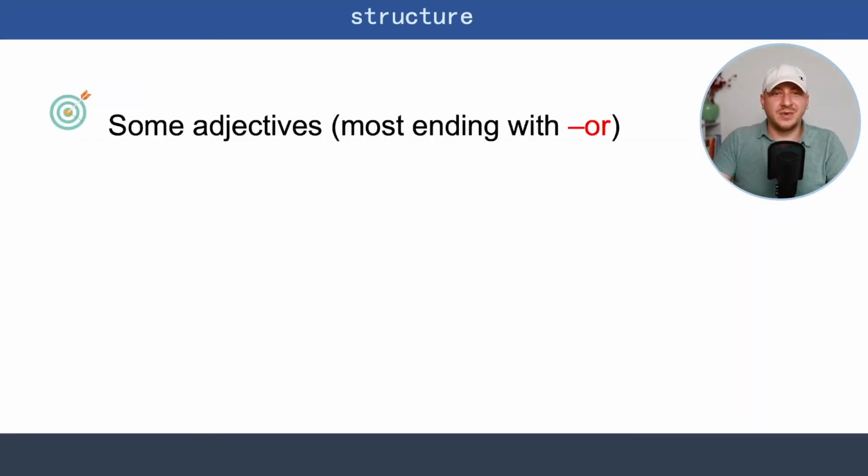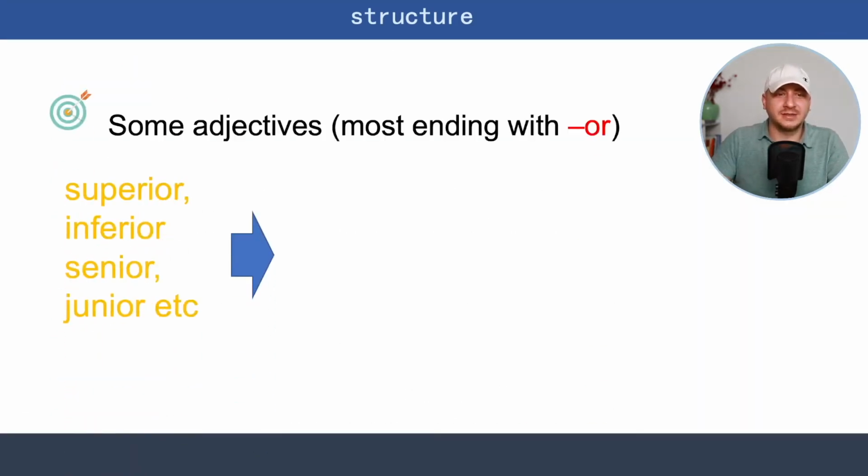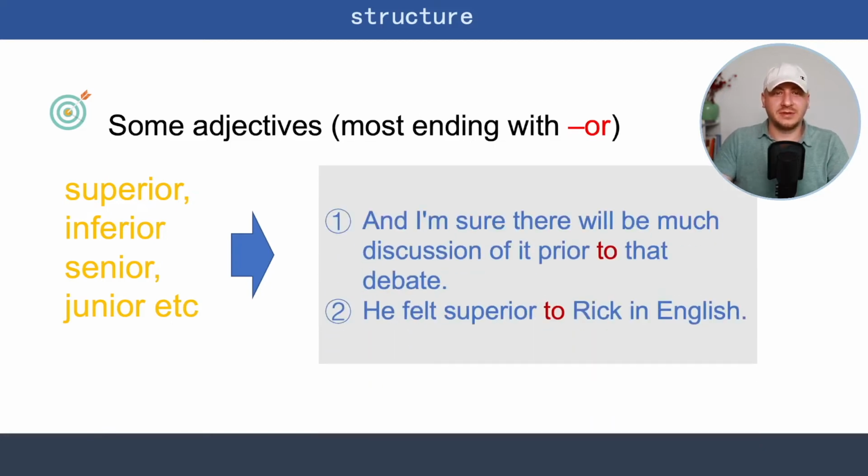Some adjectives, most ending with OR, like superior, inferior, senior, junior, and so on, in comparative mode, they follow to instead of than. For example, I'm sure there will be much more discussion of it prior to that debate. He felt superior to Rick in English.